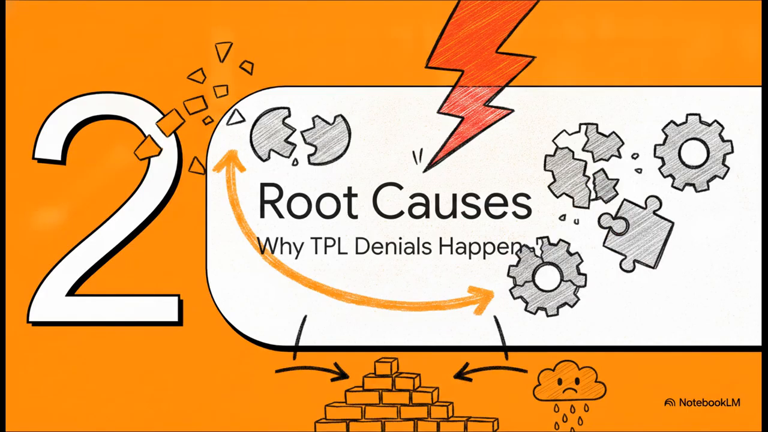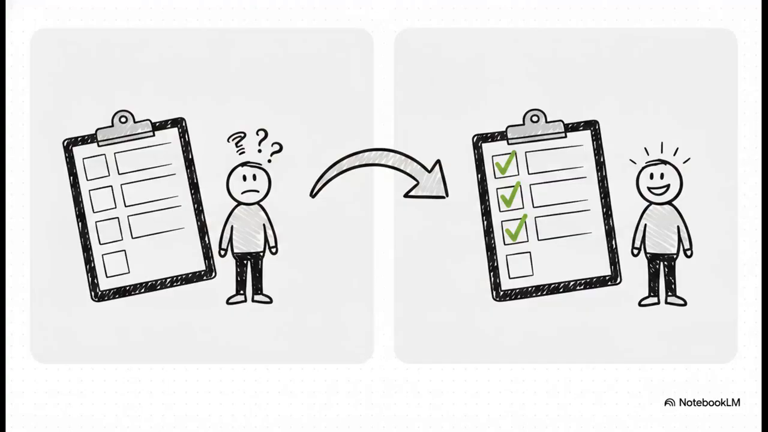Moving right along to Section 2, root causes of TPL denials. Why do these codes trigger in our systems in the first place? Well, denials don't just happen out of thin air. They're usually caused by a breakdown in information. It generally stems from a simple mix-up or missing info at the front desk.